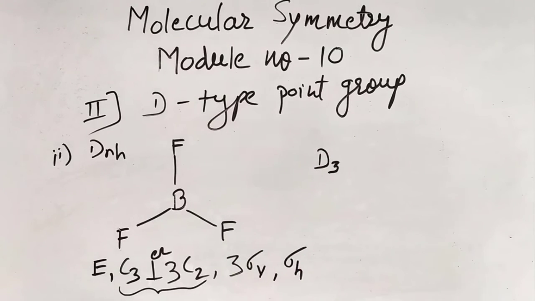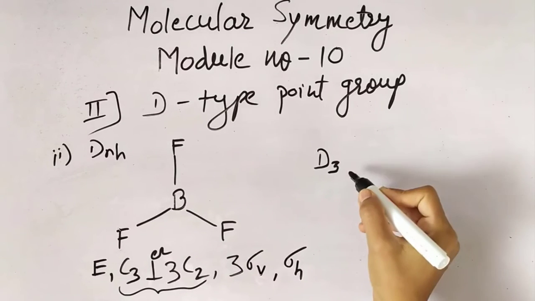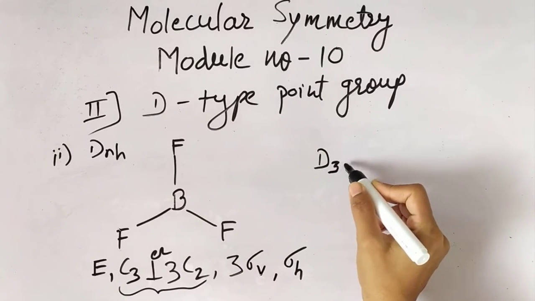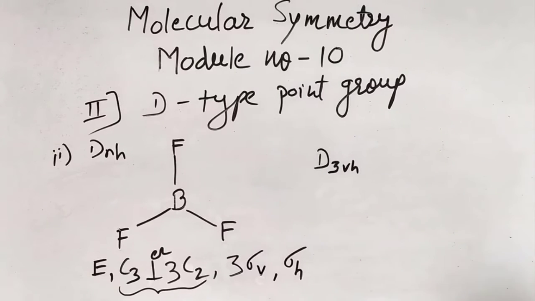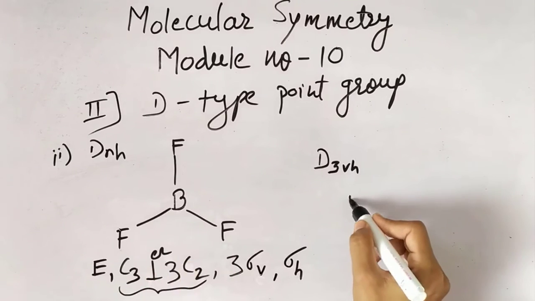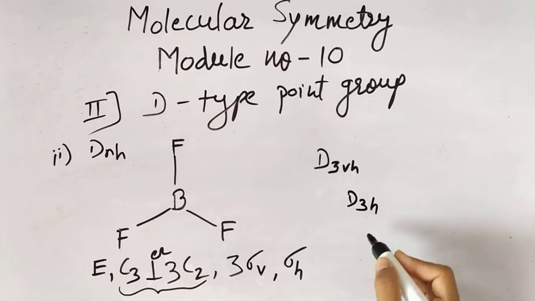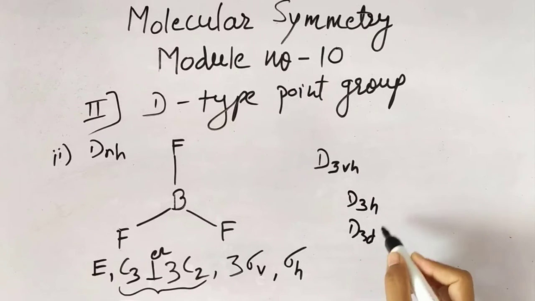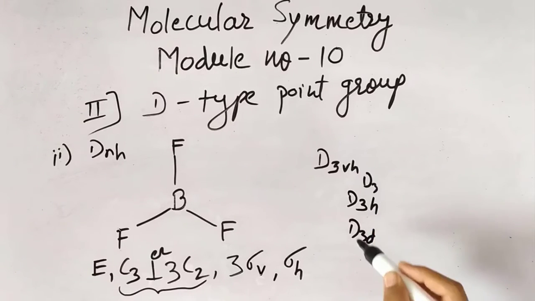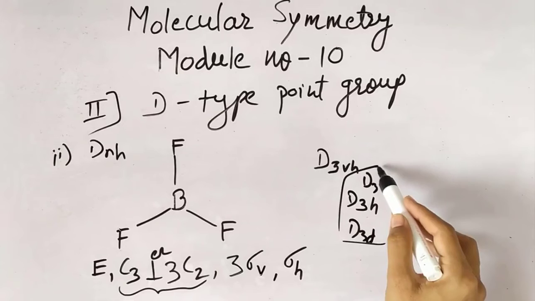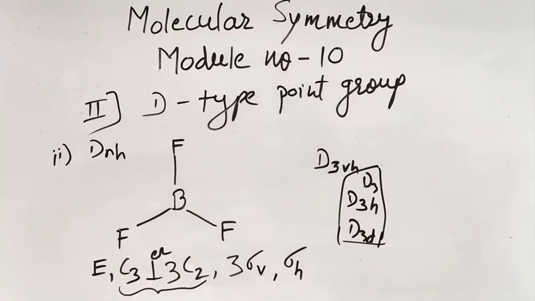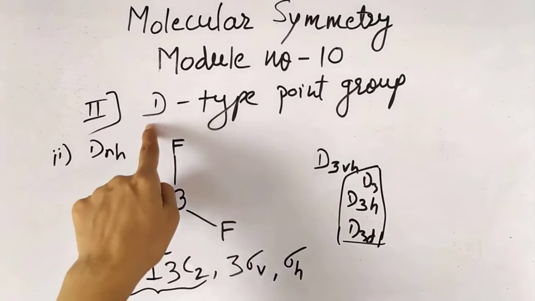Now you will say that the BF3 molecule contains a vertical plane as well as a horizontal plane. Then we will write it like D3 VH. Can we write it like this? No. We can write either D3H or D3D or simply D3. We have only these 3 types of point group belonging to this section.